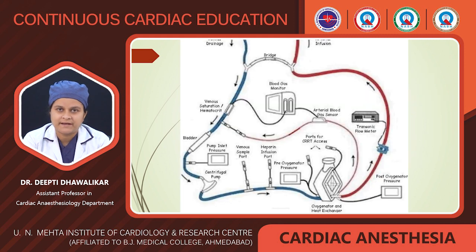So before going to the mechanical complications per se, we'll grossly have a look at all the circuit components of ECMO. In this picture we can see a VA ECMO where the blood is drained from the venous side and then it goes to the bladder, which acts as a reservoir, then to the centrifugal pump, and then to the oxygenator, and from there it is directed to the arterial side of the patient. As you can see, there are many infusion ports and many connectors in between, which are prone to complications.